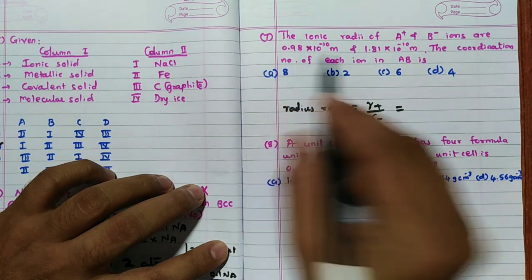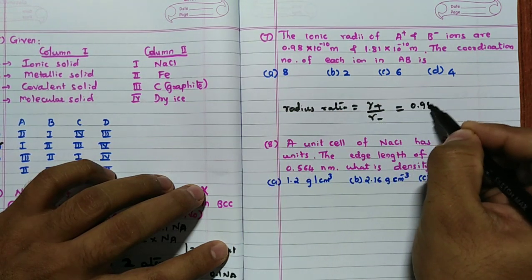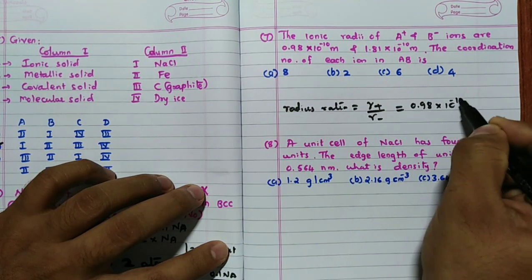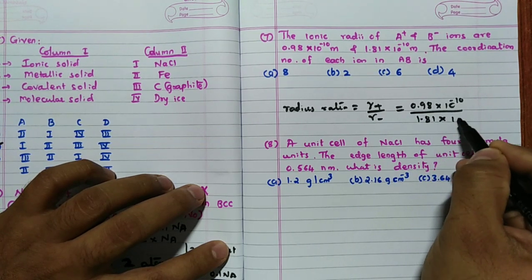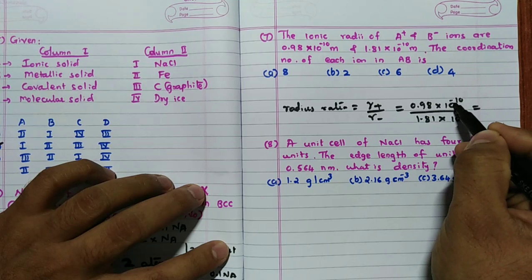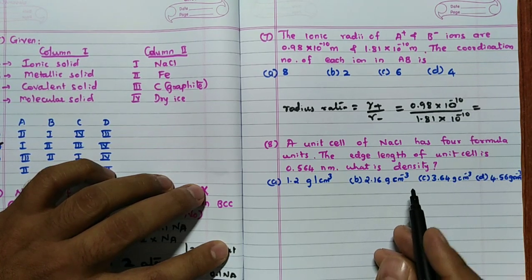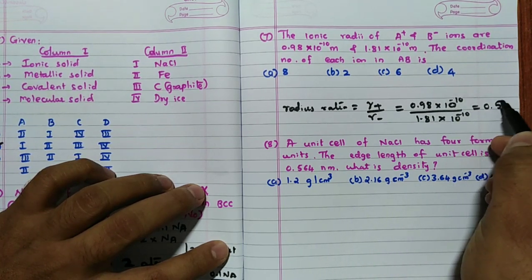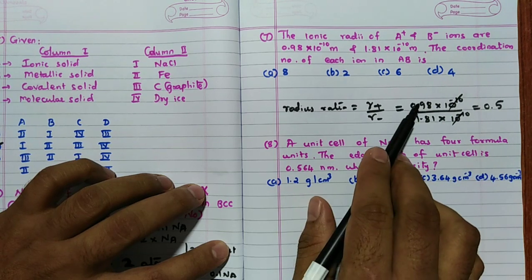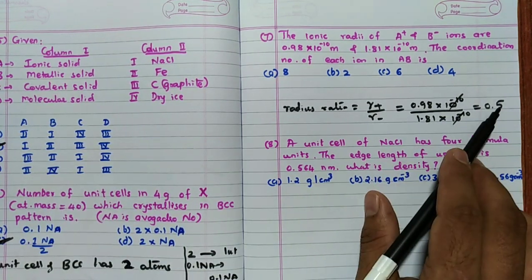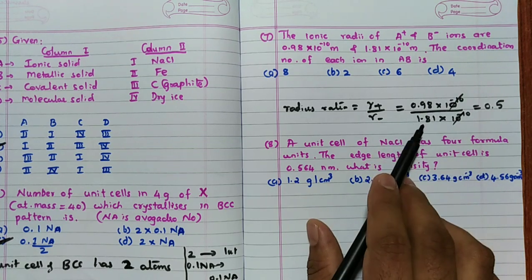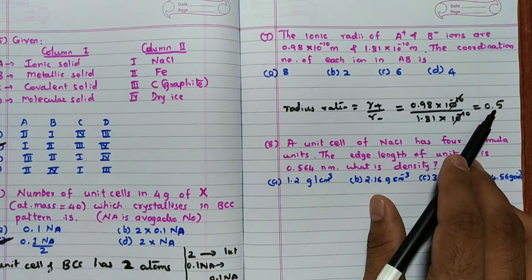Radius of cation is given as 0.98 into 10 to the power minus 10, divided by 1.81 into 10 to the power minus 10. So what total do you get? 0.5. Correct? Because the powers get cancelled. 0.98 divided by 1.81 is nothing but 1 by 5. So 0.5 you got. Sorry, 1 by 2. 1 by 2 means 0.5 you got.